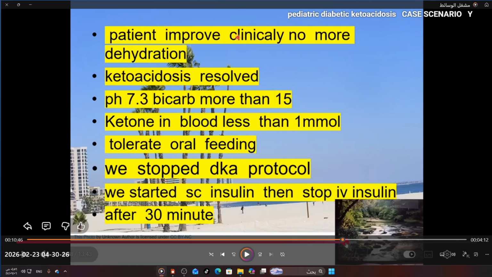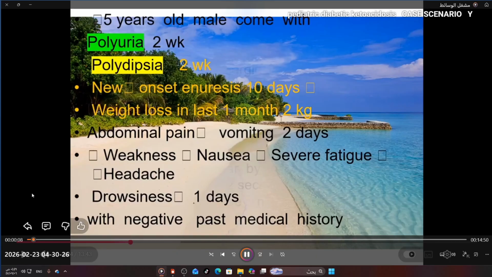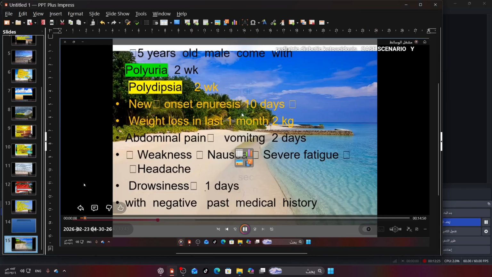Okay. We start subcutaneous insulin and then stop IV insulin after 30 minutes. First, we start subcutaneous short-acting insulin, and then after 30 minutes, we will stop the insulin infusion. Yes? Exactly. That's the way to do it. So once you've started the subcutaneous insulin, you give it about 30 minutes overlap, then you can stop the IV infusion. And after that, you just keep monitoring glucose and watch for any rebound.